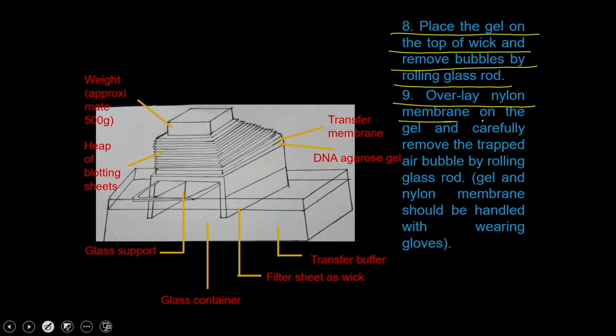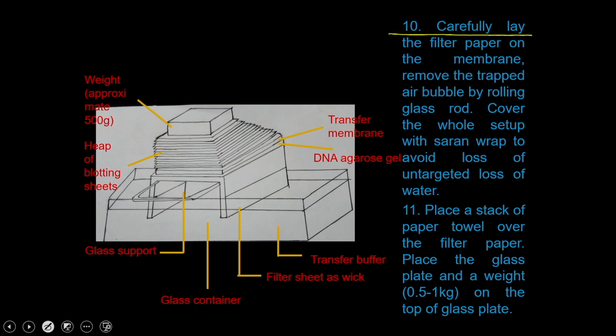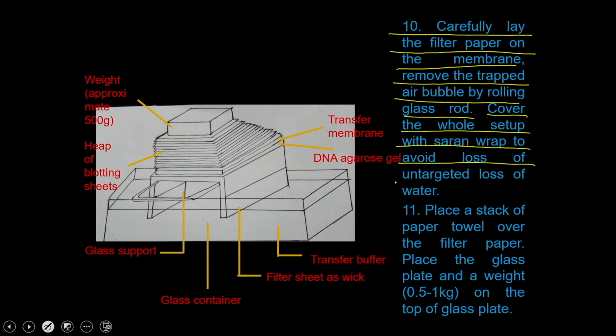Overlay the nylon membrane onto the gel and carefully remove the trapped air bubbles by rolling the glass rod, and then carefully lay the filter paper onto the membrane, removing trapped air bubbles by rolling the glass rod. Cover the whole setup with saran wrap to avoid untargeted loss of water. So this means you have to cover this whole thing with saran wrap so that the water does not evaporate from this system. Okay, so it should go up to the top, and you can keep changing these filter papers so that there will always be a current of water which goes from the bottom to top.